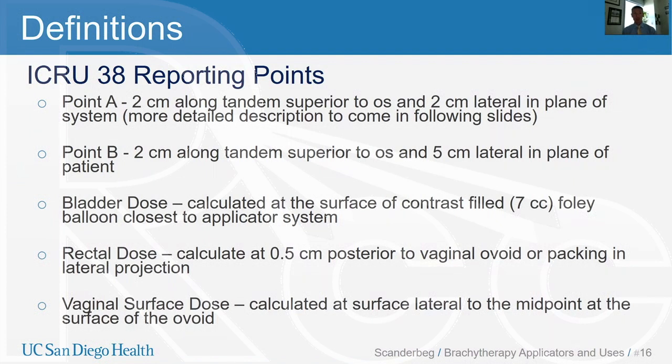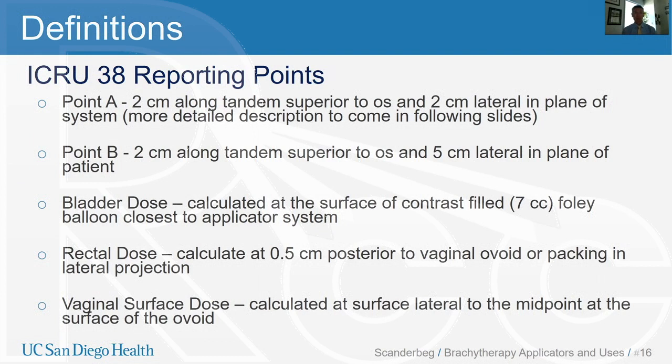Point B is often tracked as well for dose reporting. It's located 2 centimeters superior to the external cervical os, same as point A, but this time it's 5 centimeters lateral to the patient's midline. So this point represents the dose to the patient's pelvic sidewall. This is independent of the tandem, independent of the implant geometry. And again, I'll show that in a second.